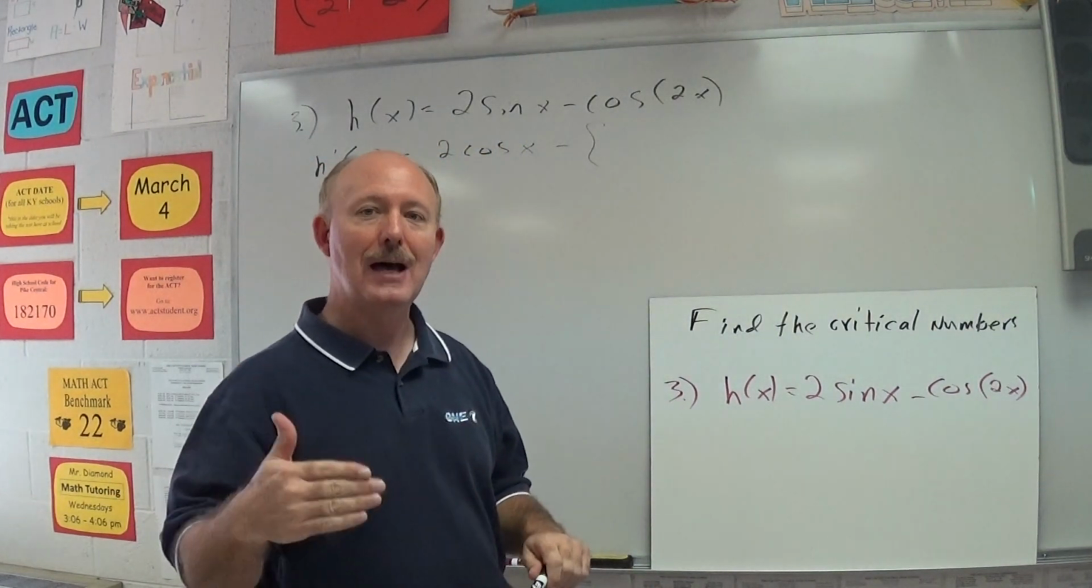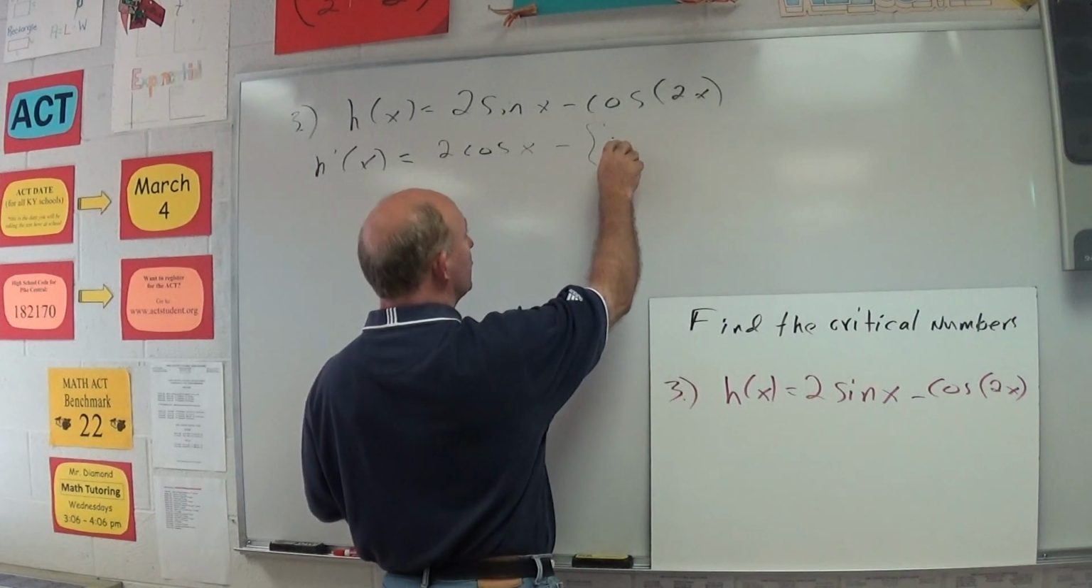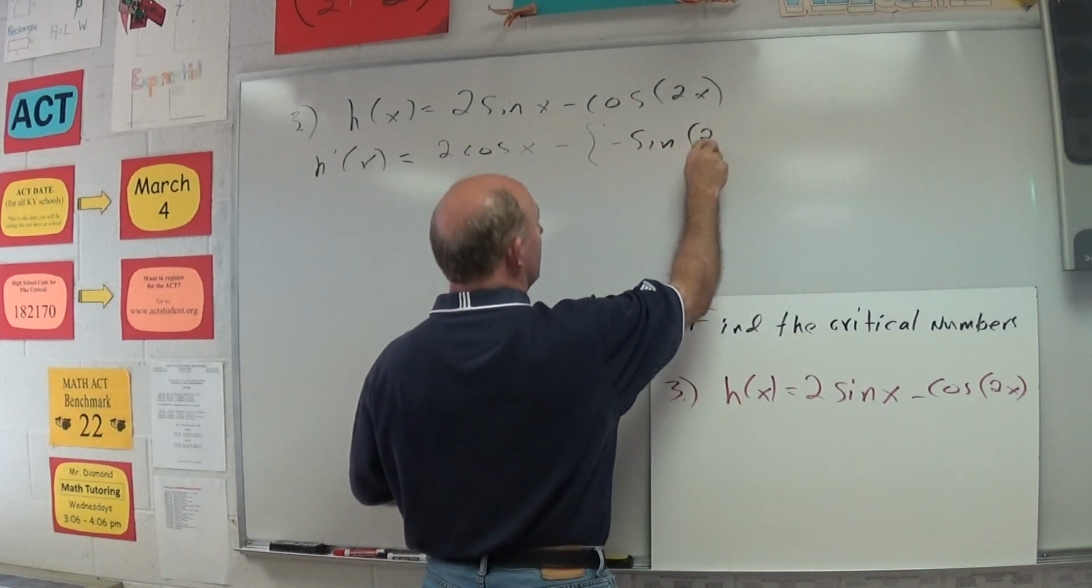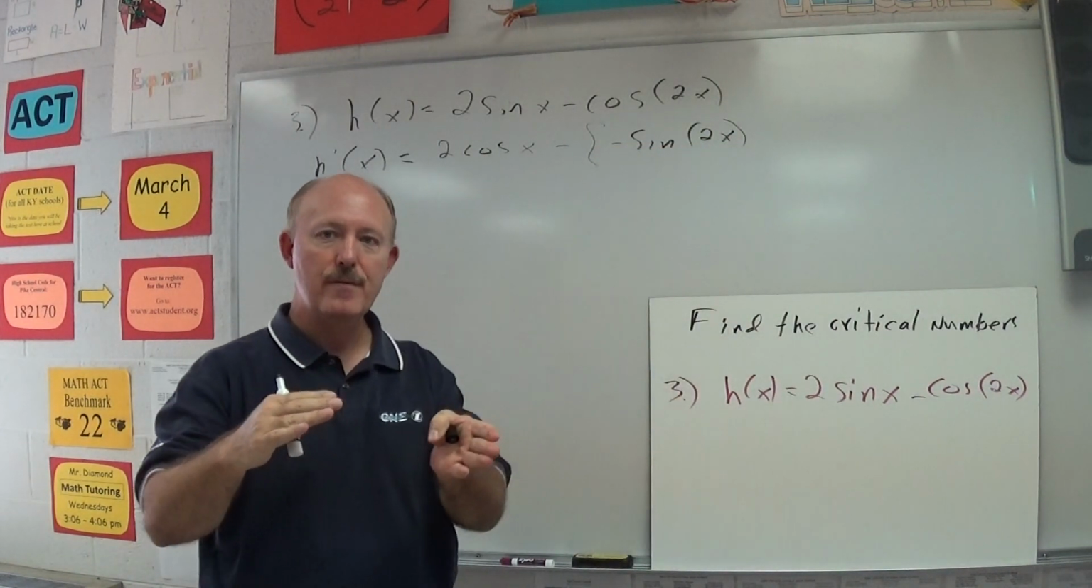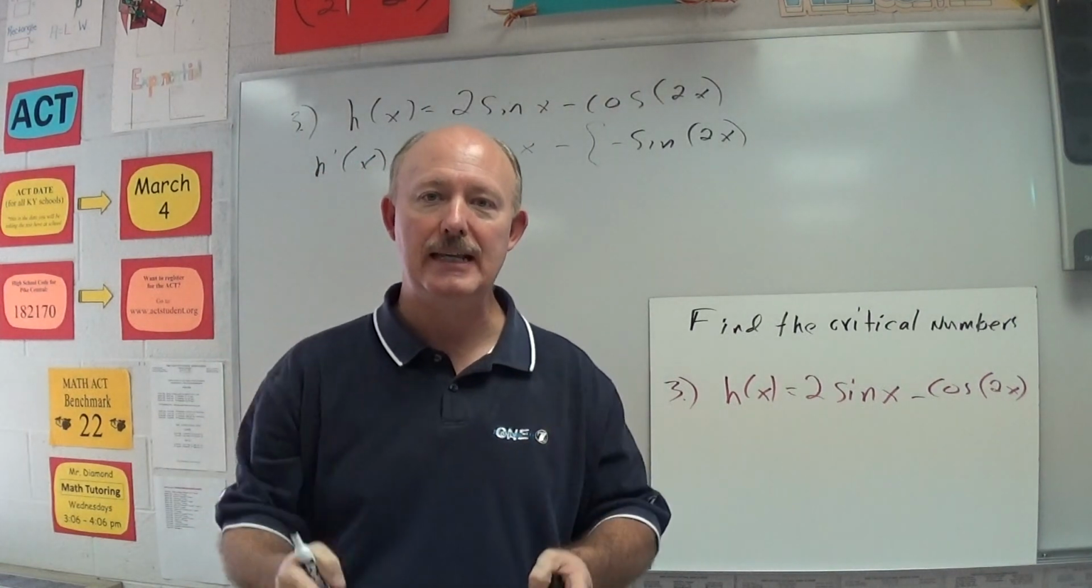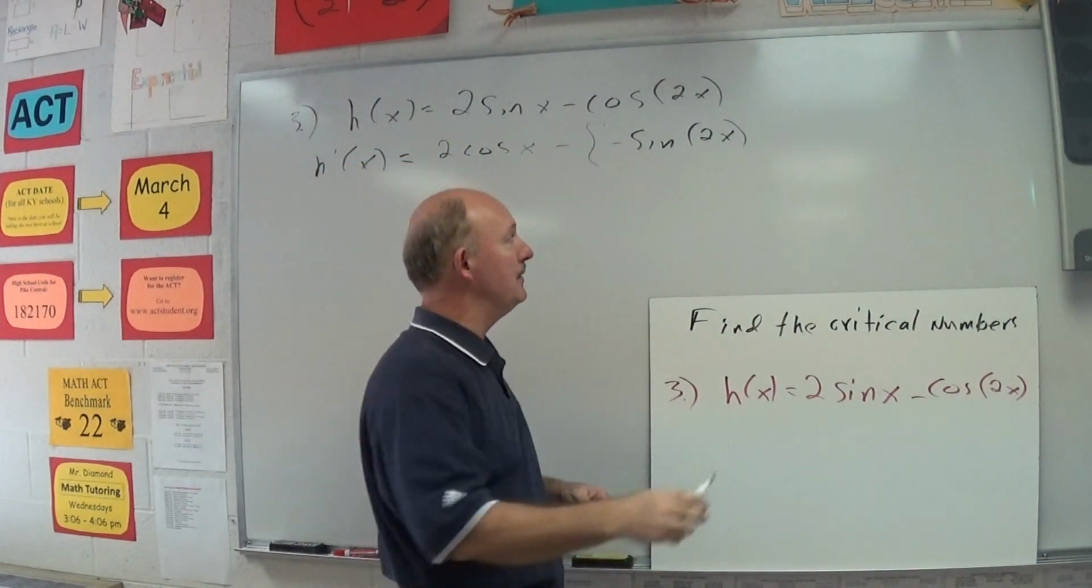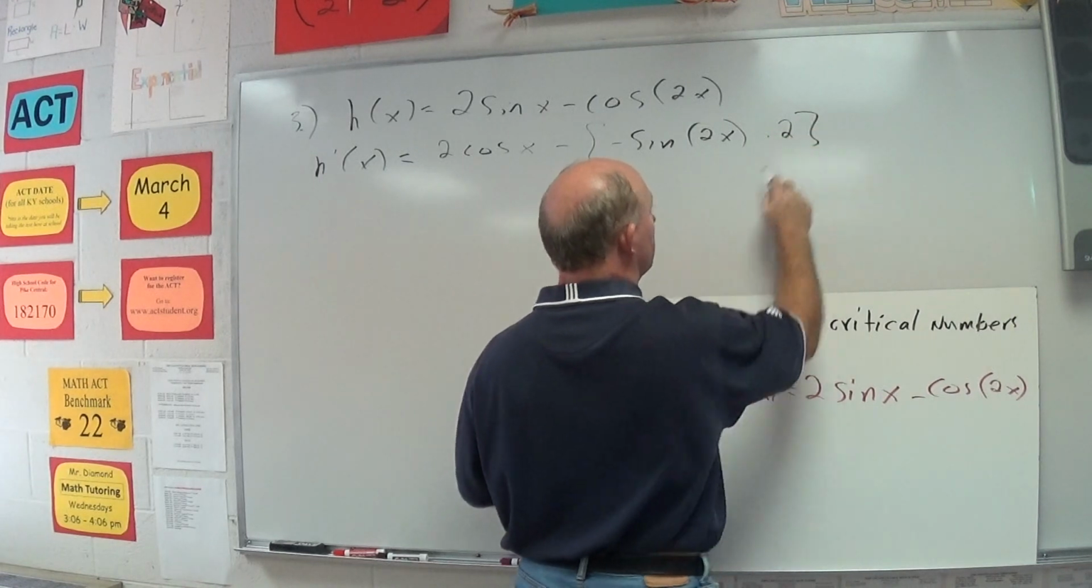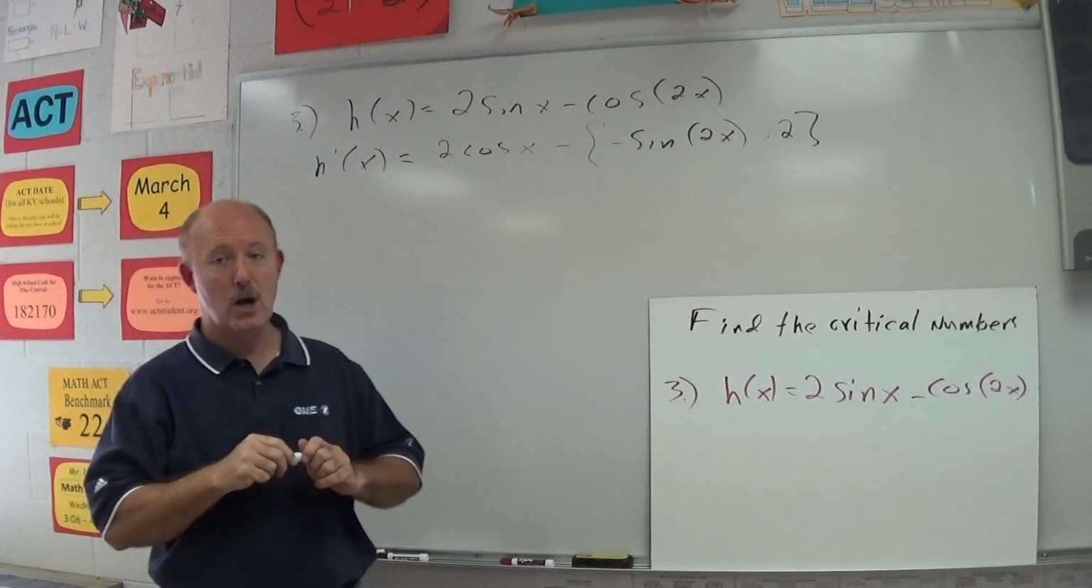Now, the derivative of cosine is negative sine. So it would be negative sine. Now, remember, when you do the chain rule, you take the derivative of the outside, leave the inside the way it is, times the derivative of the inside. So times 2. So that would be the derivative of cosine 2x.